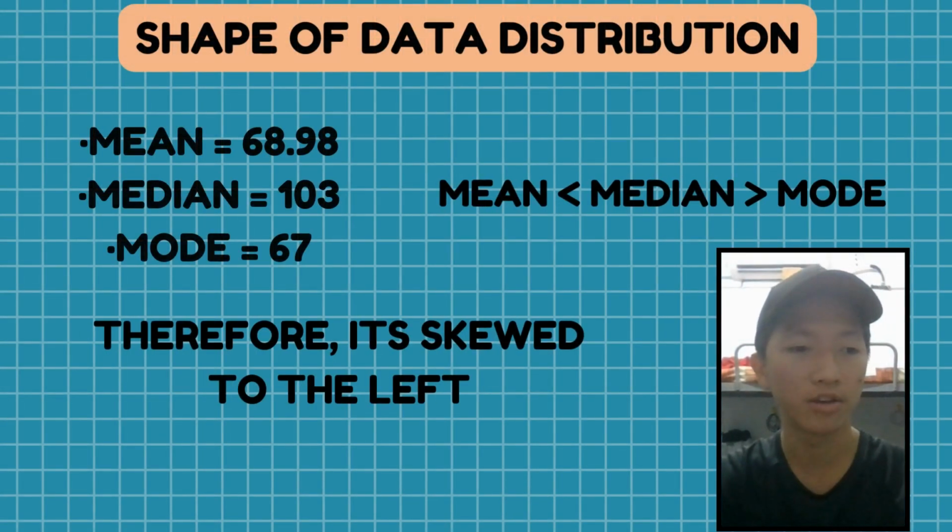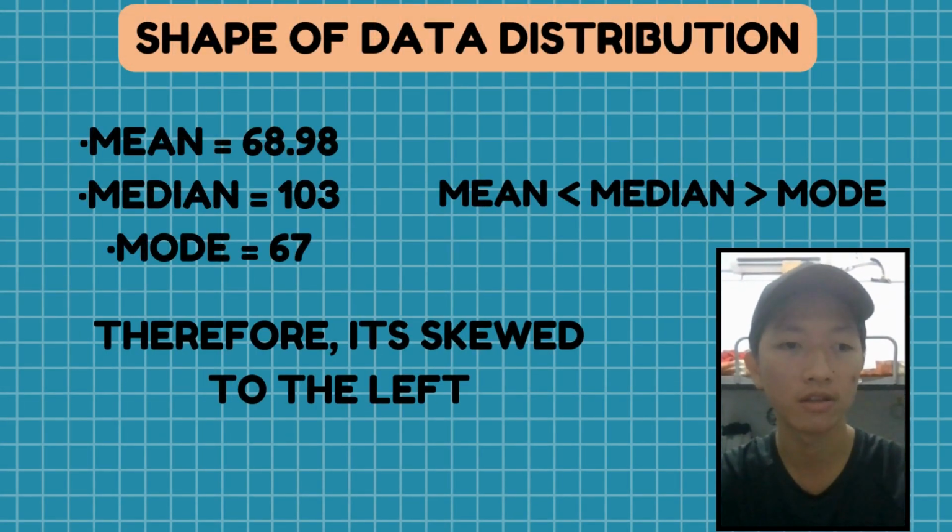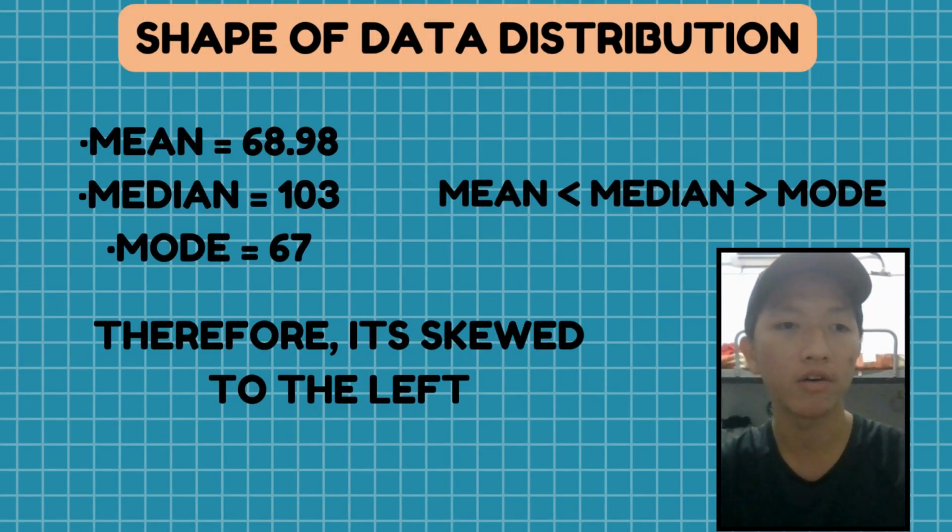And last is the shape of the data distribution. By looking at the values of mean, median, and mode, it is skewed to the left because the mean is smaller than the median, but the median is bigger than the mode.